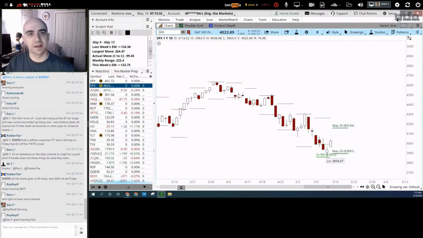As we note our expected move for the week, the top side of that expected move, remember you want to price this from Friday's close, so plus or minus from the close on Friday, which is 4023.89. The expected move high is about 4156. The expected move low is about 3891.